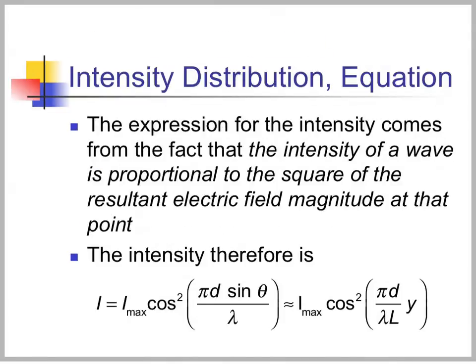The expression for the intensity comes from the fact that the intensity of a wave is proportional to the square of the resultant electric field magnitude at the point. The intensity, therefore, is I equal to I max times cosine squared of phi over 2. It's going to be pi d sine theta over lambda. Or using our approximations for sine theta, it's I max times cosine squared of pi d over lambda L times y. So the intensity is going to go like cosine squared of y.